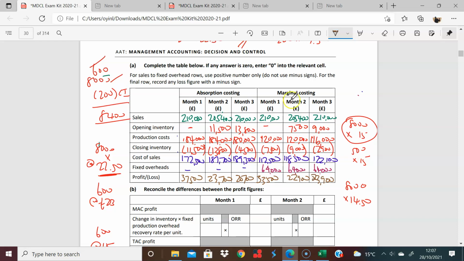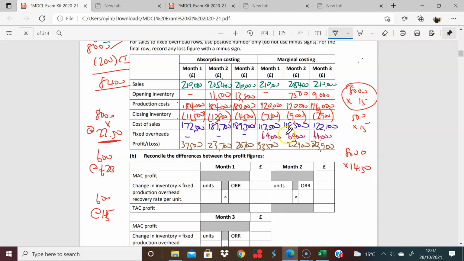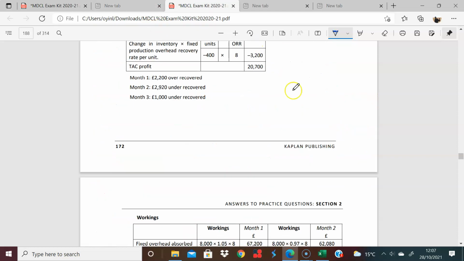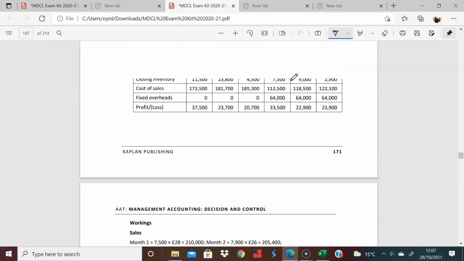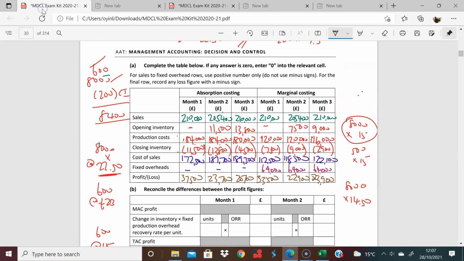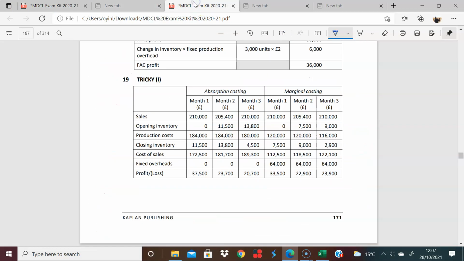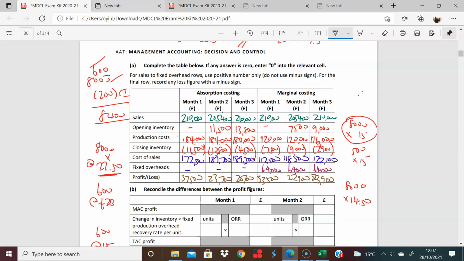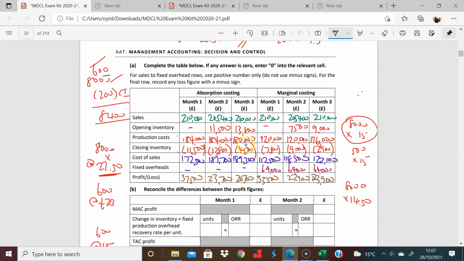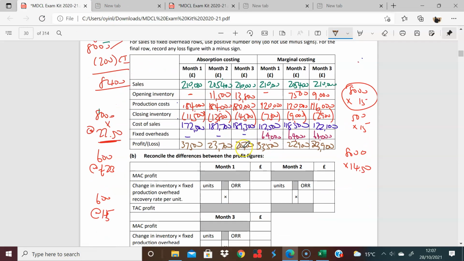Okay, right, great stuff. I think I'm correct. It'd be good to look at the answers just before we go on, because it's so important to get it right in terms of corrections, because if you're going to carry on, so what do we have here? 37, 23, 20. Let's just check those. 37, 23, 20,700. So that's good. Here we have 33,500, 22,900, and 23,900. Bang. Perfect. Great stuff.